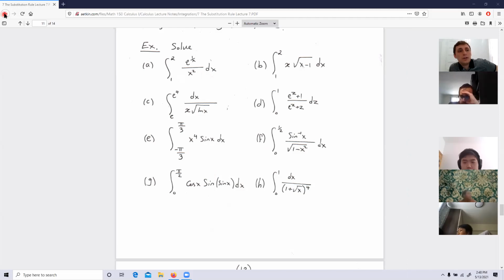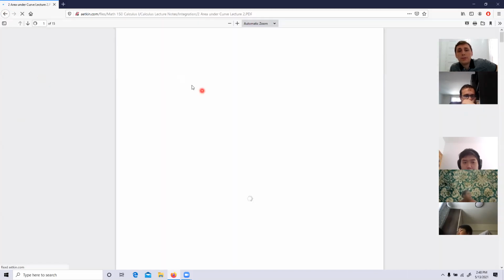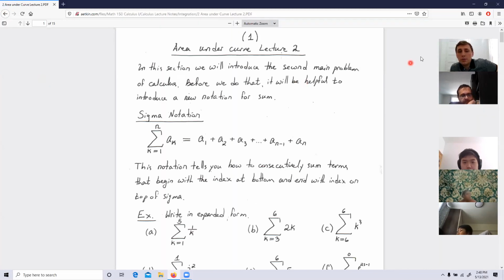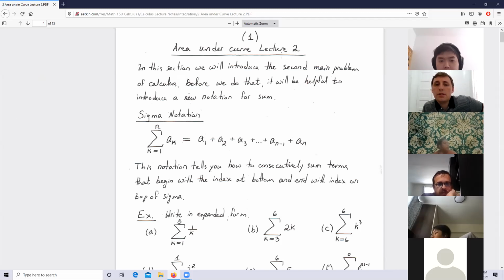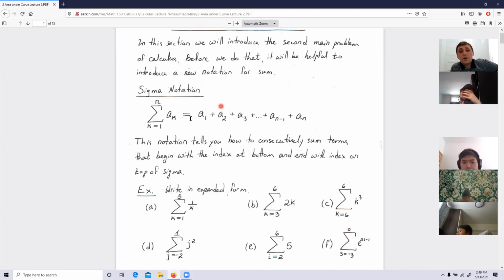Now, of course, the main goal of anything I ever explain is to talk about the purpose of it, right? So we just did calculations, but we have no understanding what those calculations mean and what their purpose is. So here is the problem that is called finding area under the curve. In this section, we introduce the second main problem of calculus, and that's area under the curve. And for that, first and foremost, I need to introduce sigma notation.